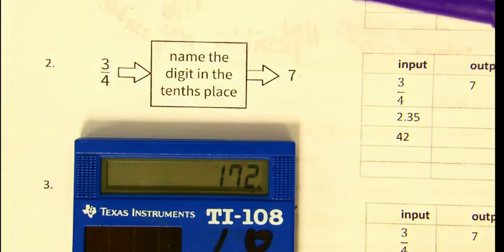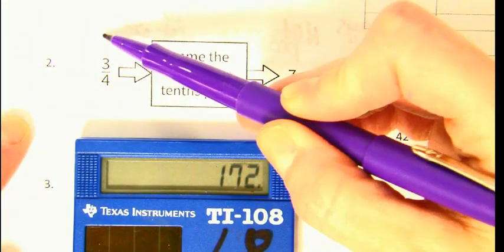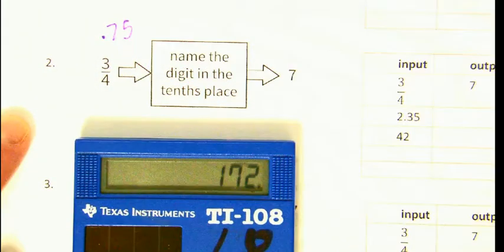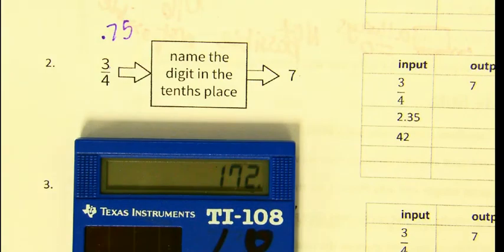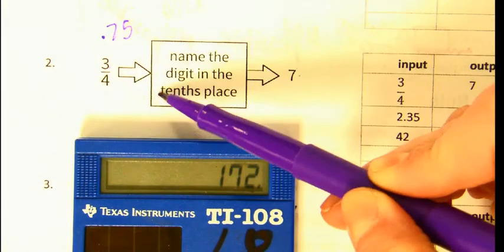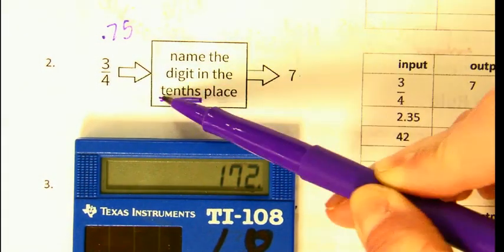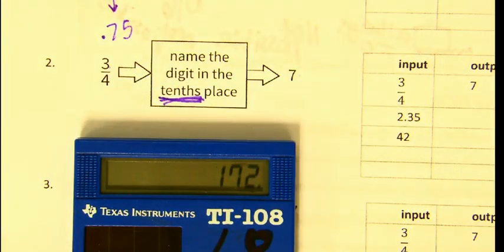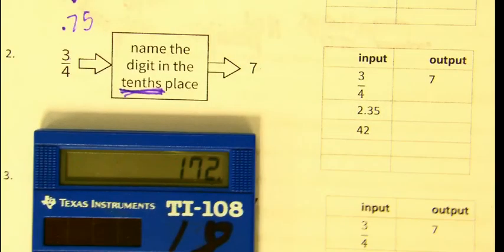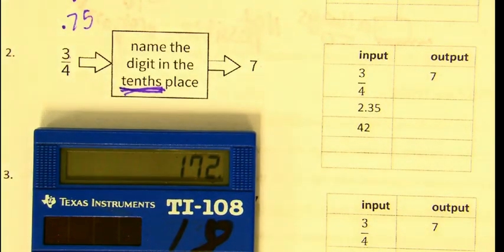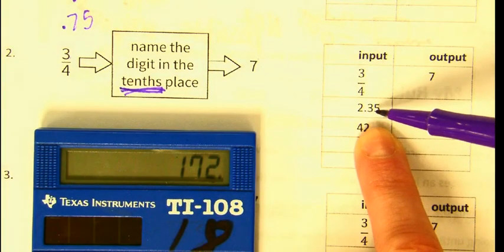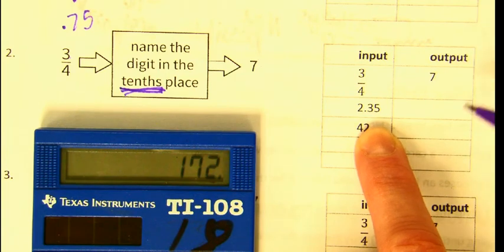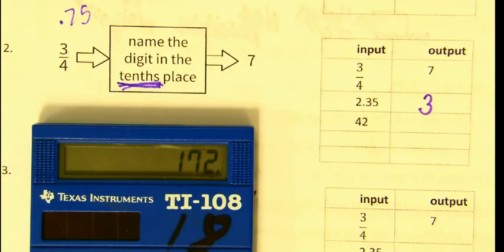Okay, it's hard to tell from a fraction, so the fraction 3/4 is actually 0.75. So now if we look at the tenths place, tenths is right here, 7. Kind of like one of those first rules where it was taking the ones place. Now for 2.35, what number's in the tenths place? 3, so my output is 3.